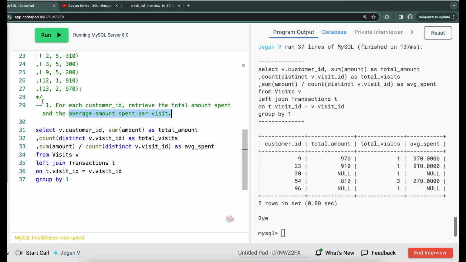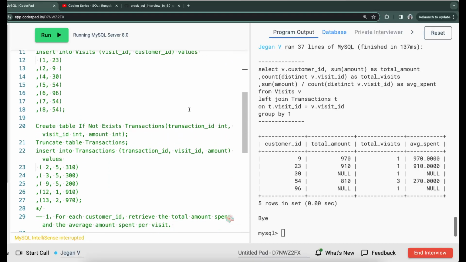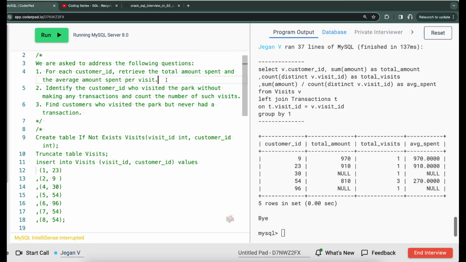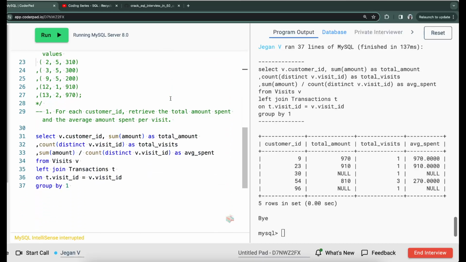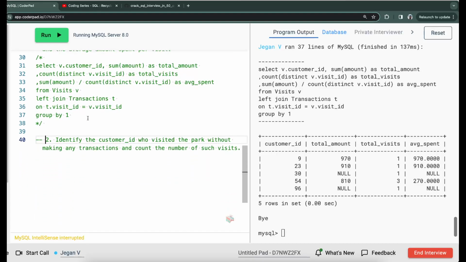So what is the second question? The second question is identify the customers who visited the park without making any transaction and count the number of such transactions. So this is similar to our previous video. This is the 8th video. In the 7th video we talked about the left join and how to filter out the left join query where the record is present only in the primary table but not in the secondary table, right? So we consider the same SQL as before since we use the left join.